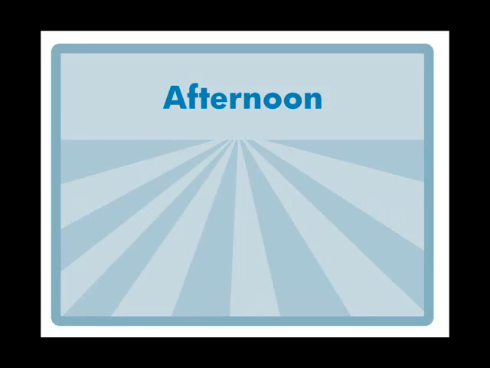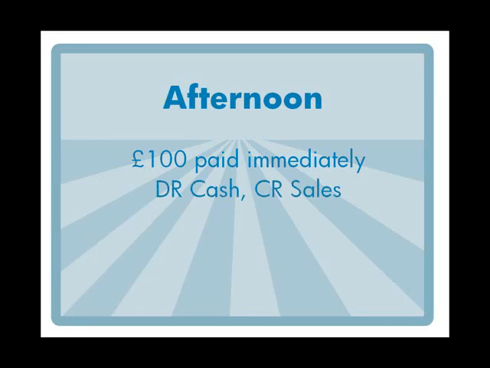It's now the afternoon and Molly's ready to start working. She cleans a small office, charging her customer £100, and the customer pays her in cash straight away. The double entry would be debit cash for the increase in the cash balance and credit sales for the increased income.